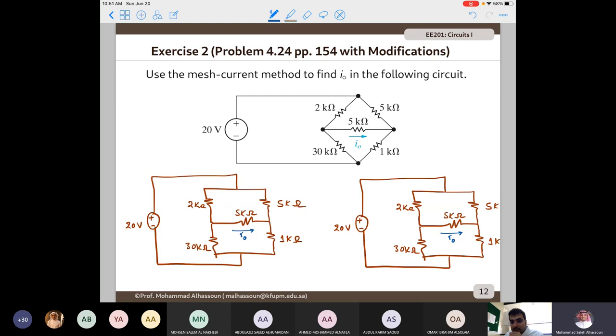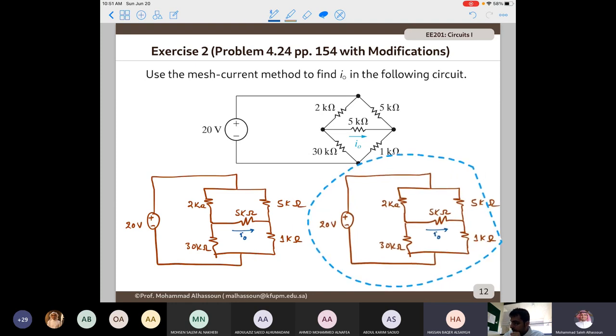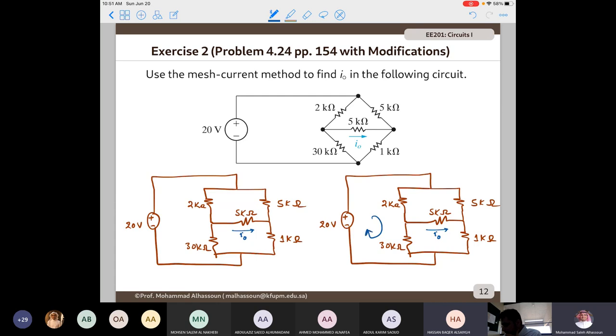So Hassan, what do you think is the best way to start? First we define the meshes. Okay, yes. How many meshes do I have? Three. Okay. So I have this one, I'm going to call it Mesh A, Mesh B and Mesh C. Good.